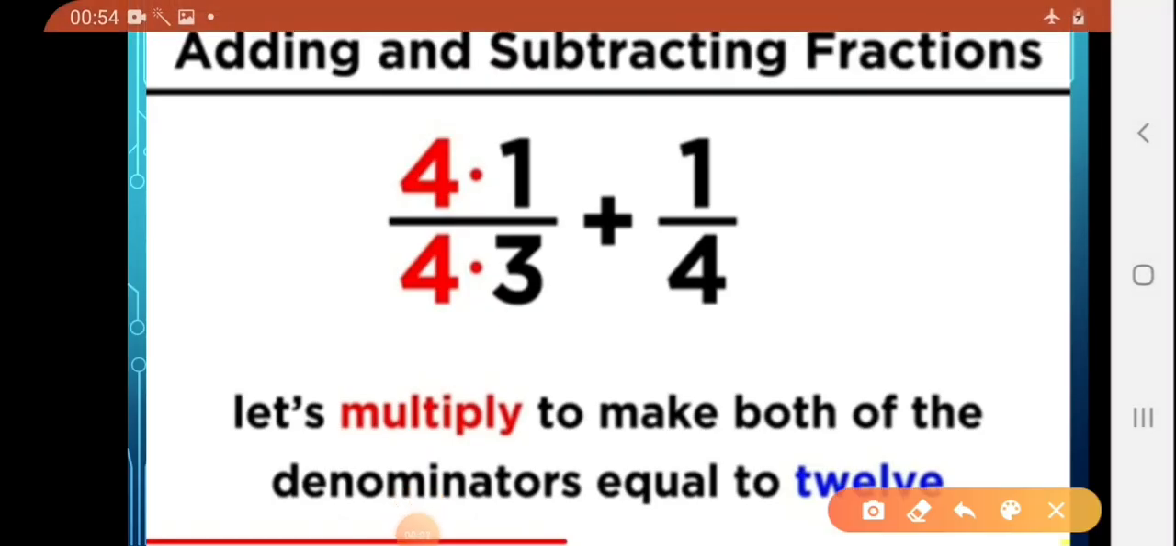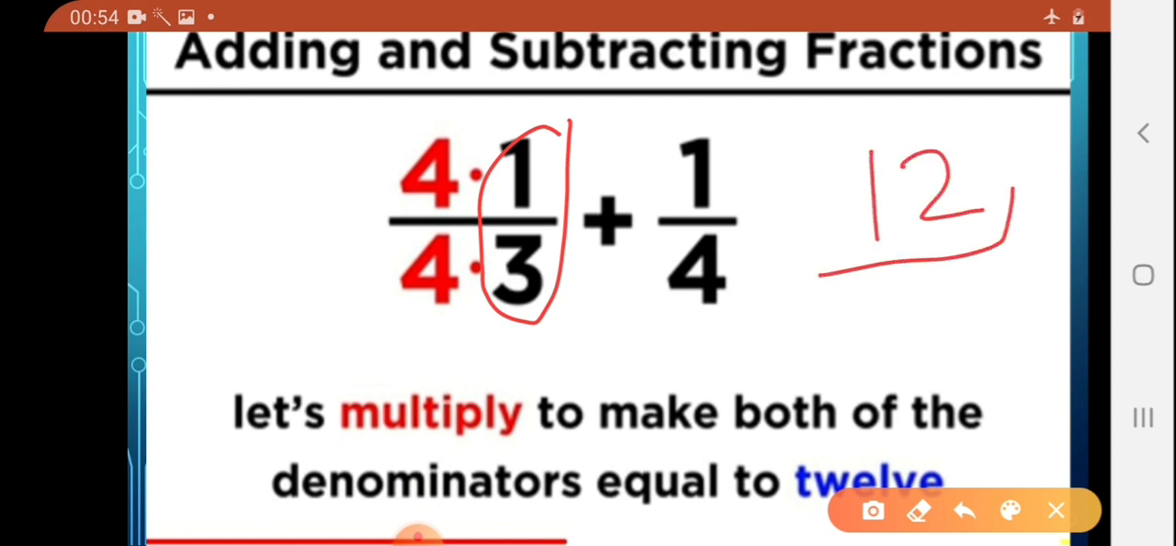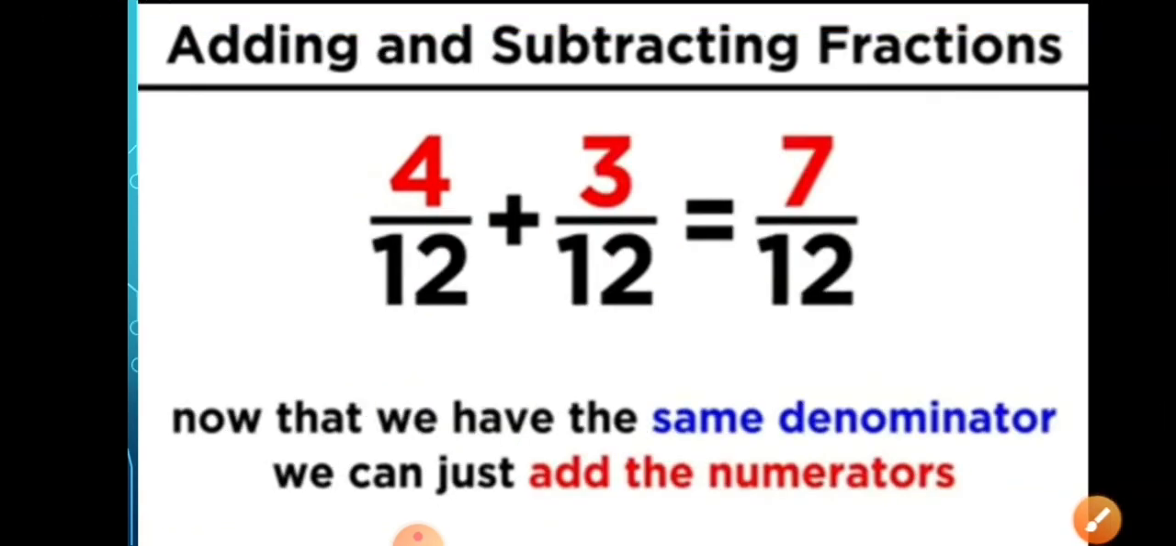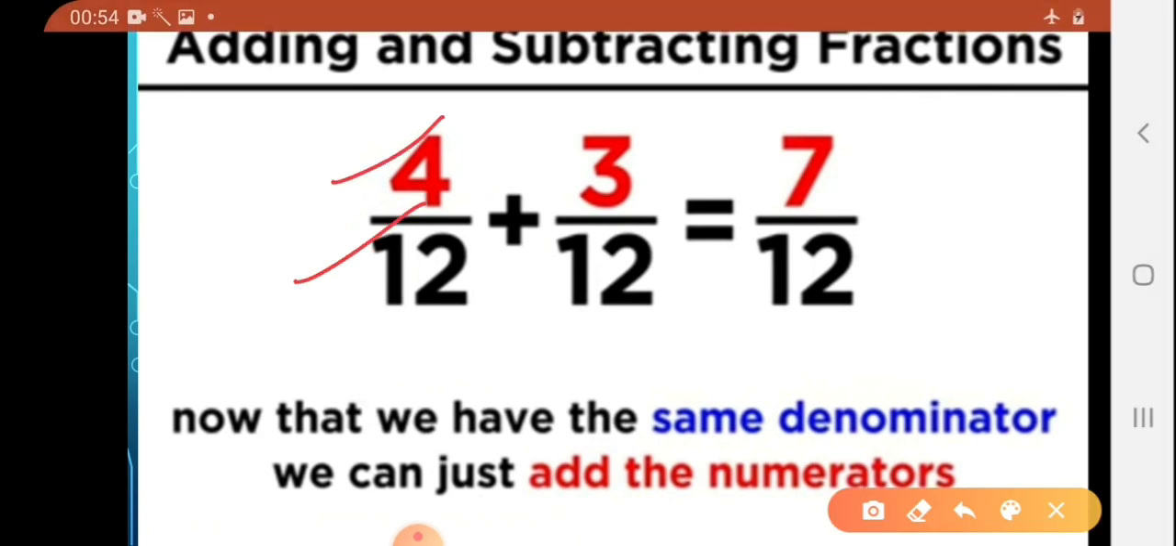Now the fraction was 1 upon 3. The denominator should come 12. So 3 is multiplied by 4, which gives 12. In the numerator also you will multiply by 4. So it will come 4 upon 12, and the next fraction will come 3 upon 12.